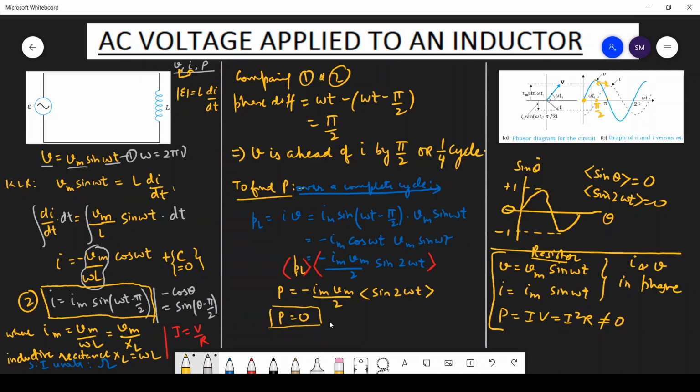We will do this in our next topic, which is magnetization and demagnetization of an inductor, and after that we'll do the numericals based on this topic.